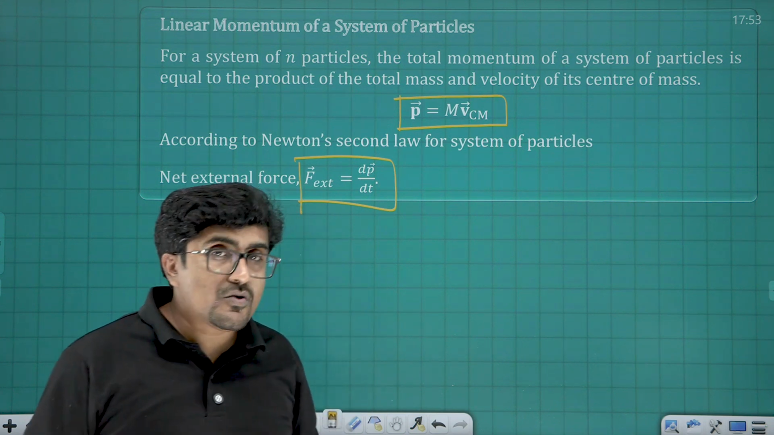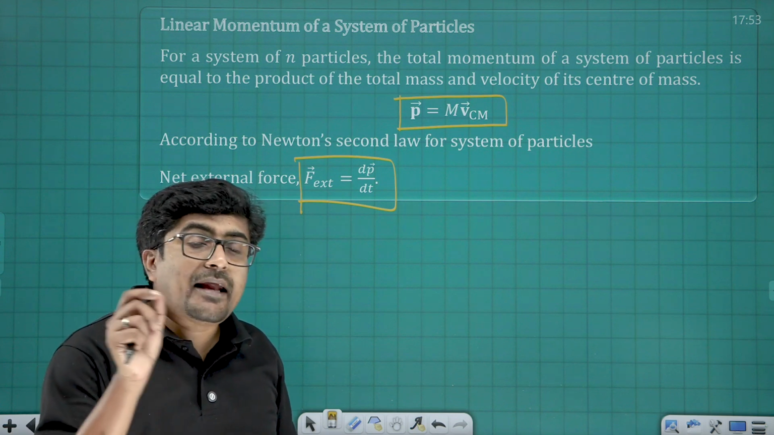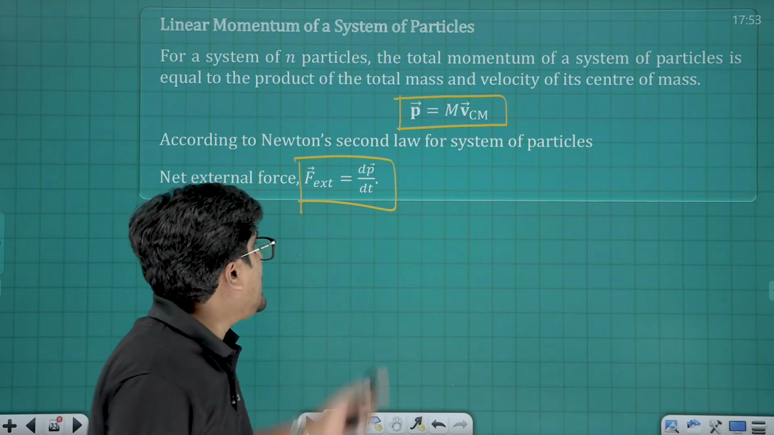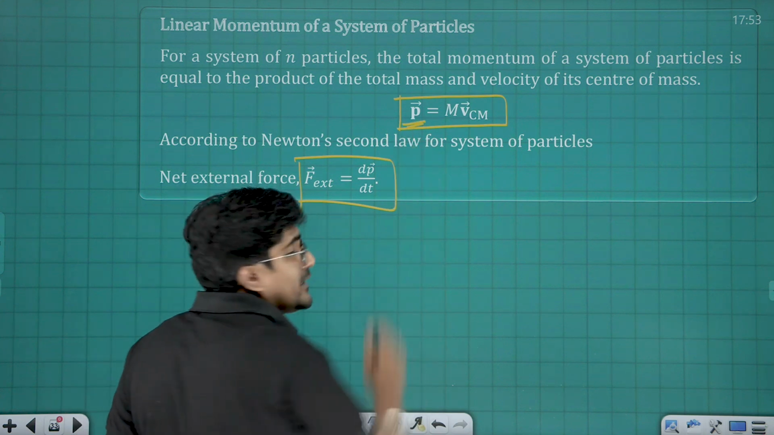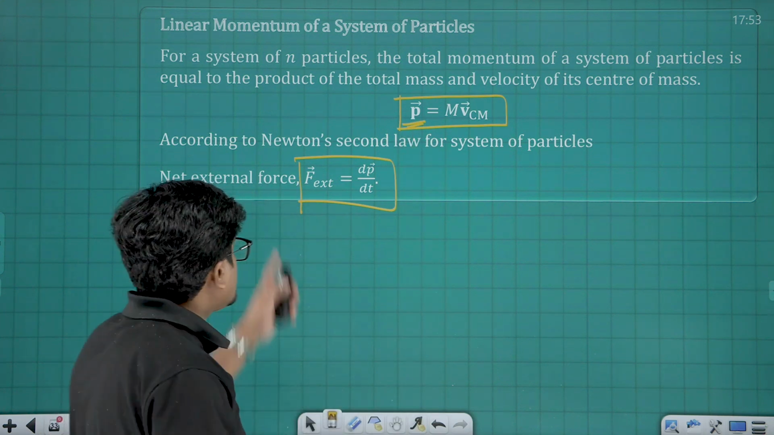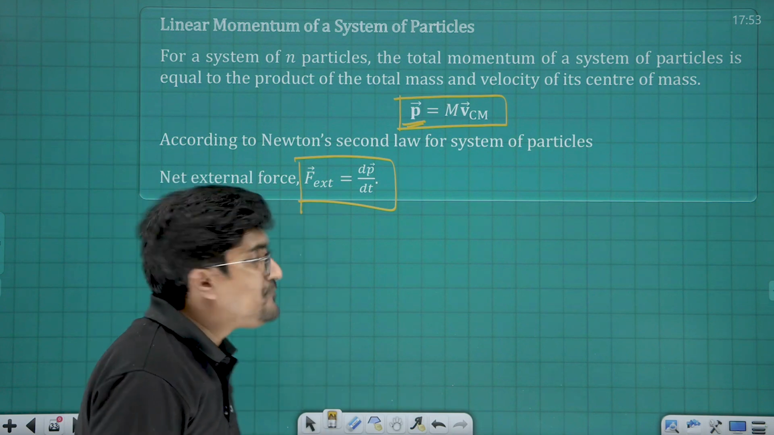If F is the force acting, then that F external is going to be the rate of change of linear momentum, and we take the linear momentum as this one here, that means total mass times velocity of center of mass. That's what we are going to discuss over here.